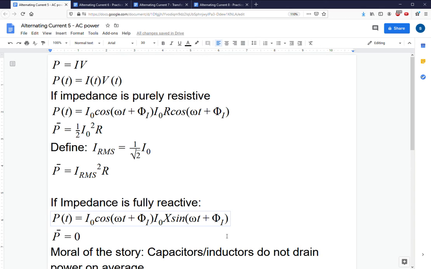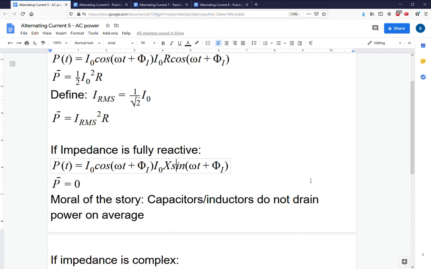Now, ask ourselves, what is a fully reactive device? Well, those are capacitors and inductors. Capacitors and inductors store energy. They don't drain energy. A resistor will take power and will convert it from electrical power to heat or light or something. A capacitor and an inductor will store that energy. So it kind of makes sense that at some points in the cycle they'll store energy, and at some points they'll put it back.